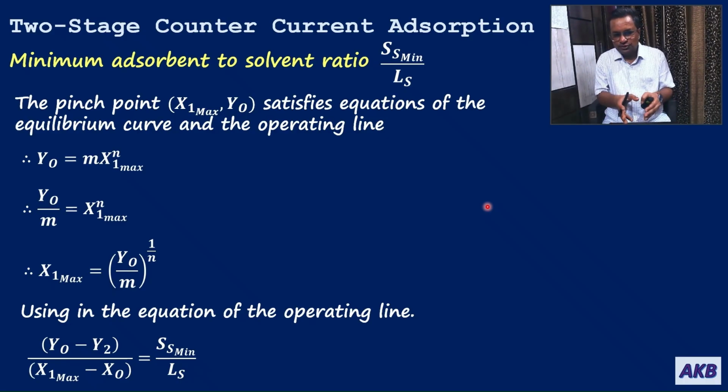It is difficult to use if the equilibrium curve is concave downward, because in that case, the pinch point occurs at the point of tangency. So with this, I will end my discussion for this video lecture. Here I have told you how to use the Freundlich adsorption isotherm to get the amount of adsorbent that is required in the operation, and then how to use it to get the minimum adsorbent to solvent ratio in a typical two-stage countercurrent adsorption operation.